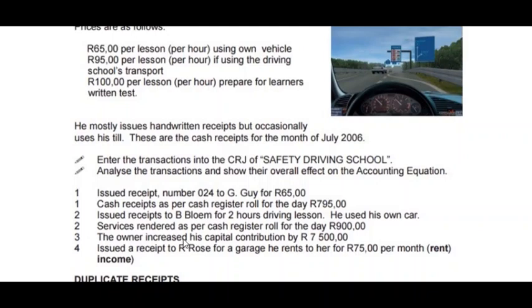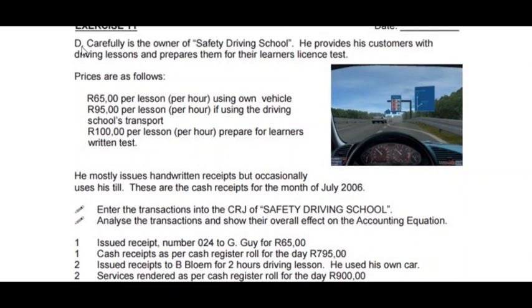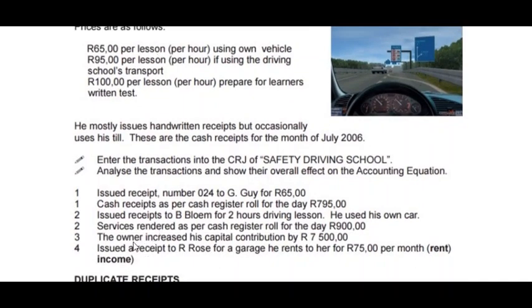It said the owner increased his capital contribution by 7,500. Who is our owner? Remember, D carefully is our owner. Okay, so we will always issue a receipt for the owner. We won't give the owner a till slip. So you had to assume that a receipt was issued here. In a test, we will make it more clear.